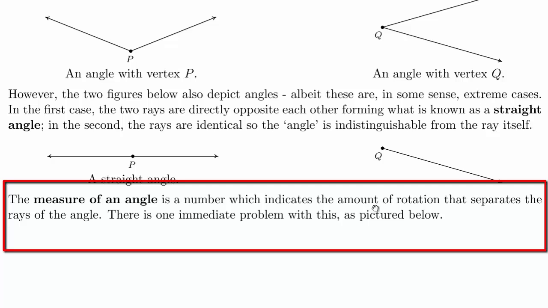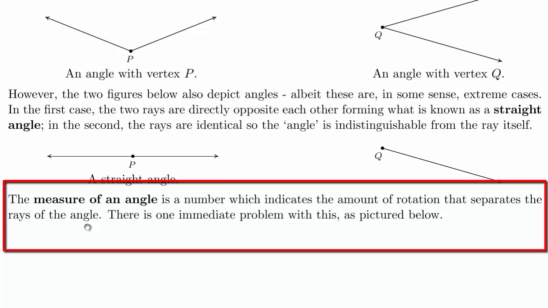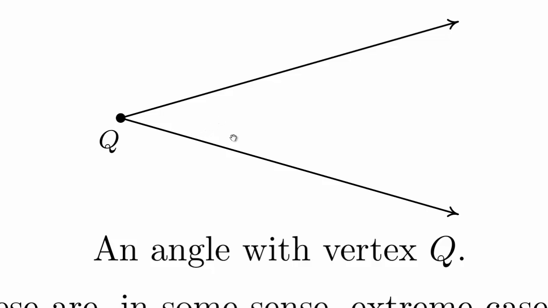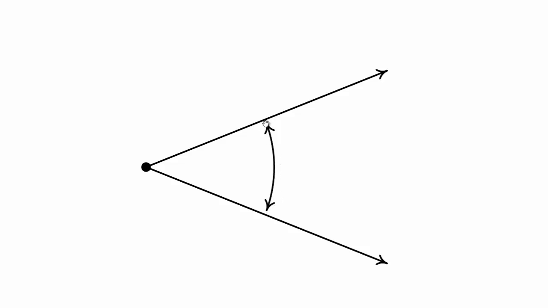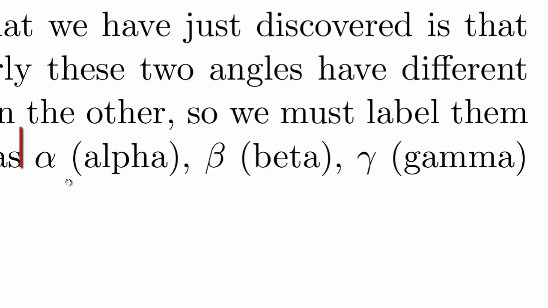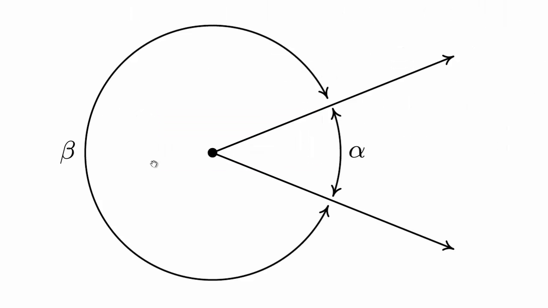The measure of an angle is a number which indicates the amount of rotation that separates the rays of the angle. In simple terms, we want to use a number to describe how big the angle is. However, there may be cases where there are ambiguities. When we have two rays sharing a common initial point, are we measuring the inside between these two rays, or are we measuring the outside? In order to avoid such ambiguity, we first introduce some Greek letters: alpha, beta, gamma, theta. With the help of Greek letters alpha and beta and an arc, we indicate which portion is the angle alpha and which portion is the angle beta.